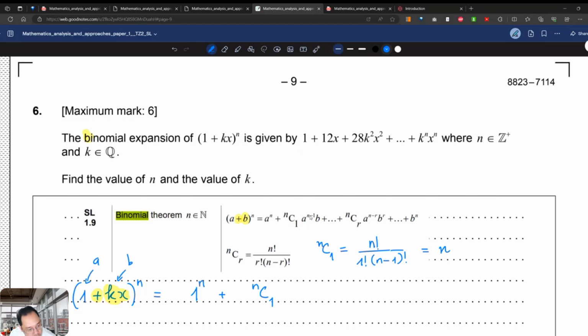Then a to the power n minus 1, meaning 1 power n minus 1. It is still 1 because this is just 1.